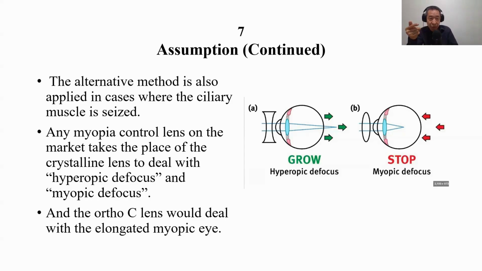The myopia control lens would substitute for the crystalline lens to deal with hyperopic defocus and myopic defocus, as shown on the diagram. And the Ortho C lens would deal with the elongated myopic eye. But again, the assumption in this lecture is that the ciliary muscle is not seized, it's still flexible, and any excess effort to see is absent.